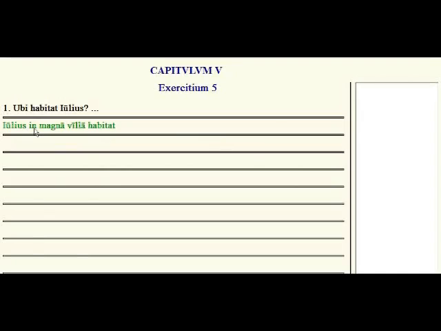Okay, let's try one more. Num Julius solus habitat? Num means surely not. So surely Julius does not live in the house alone. Non solus sed cum liberis et Aemilia.